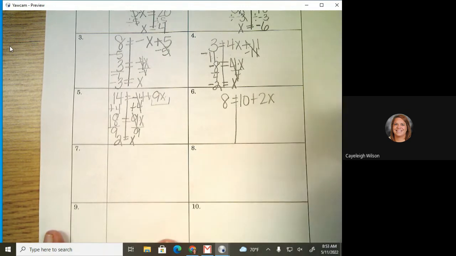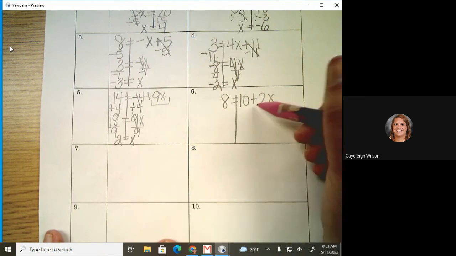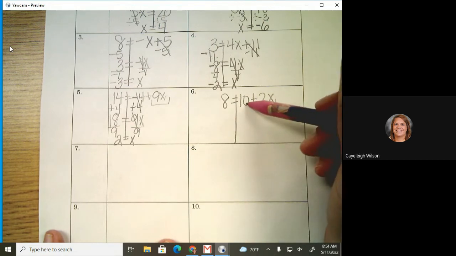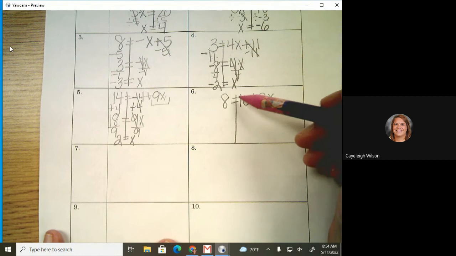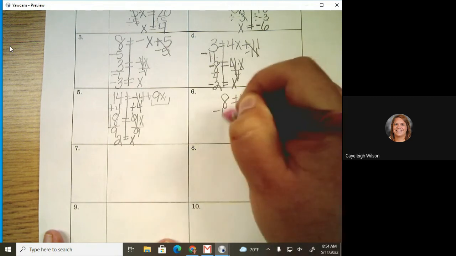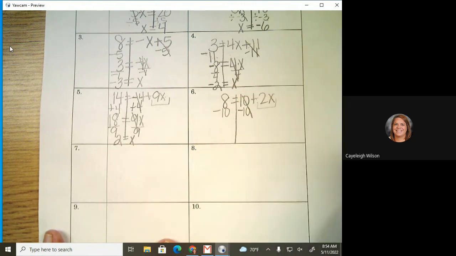Okay, so looking at number 6 here, I'm looking at the side that the x is on, and I see 10 plus 2x. Well, I know that I want to undo the addition and subtraction first because I want to get this 2x by itself. So that means I need to get rid of this 10. Now, in front of the 10 is a positive 10. So to undo a positive 10, I will subtract 10. So 10 minus 10 is 0.